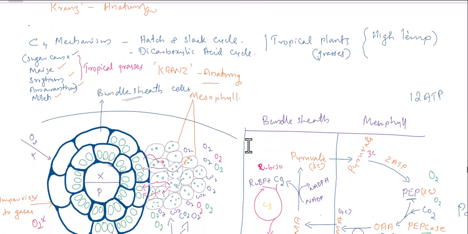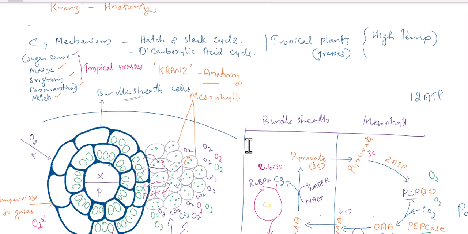For that purpose, another mechanism evolved, the C4 mechanism. This mechanism is usually present in tropical plants, especially grasses. These are plants living at moderately high temperature in tropical climate, so there is more chance of photorespiration. To overcome that, this new mechanism developed. It can be seen mainly in plants like sugarcane, maize, sorghum, amaranthus, millets, etc.